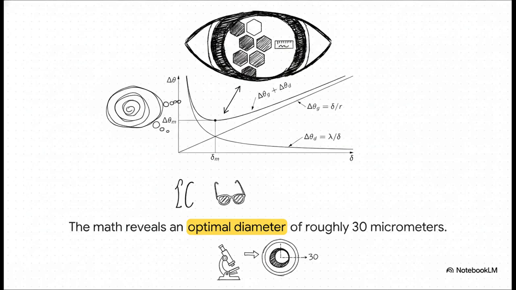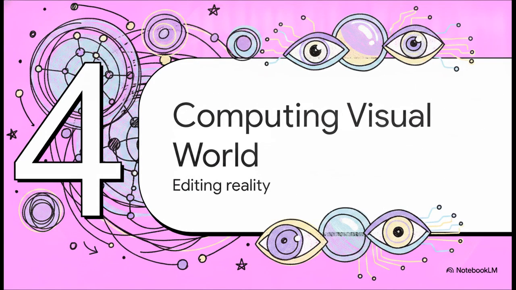And guess what? When you put a real bee under a microscope, its ommatidium measure almost exactly 30 micrometers across. It is literally as if evolution sat down and did calculus to optimize insect vision. Finally, Part 4, Computing the Visual World.